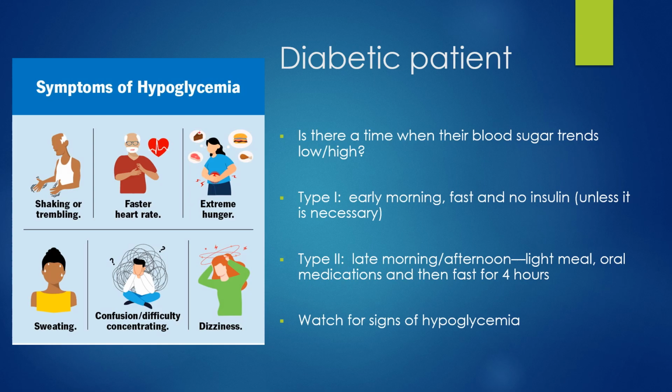And then watch your patients for signs of hypoglycemia. This would be shaking or trembling, faster heart rate, extreme hunger. Sometimes they'll get pale, clammy sweat, and they'll start stuttering or slurring their speech, confusion and difficulty concentrating, and sometimes they'll also complain of dizziness or feeling really tired.